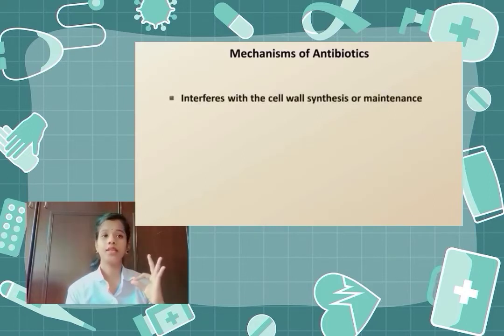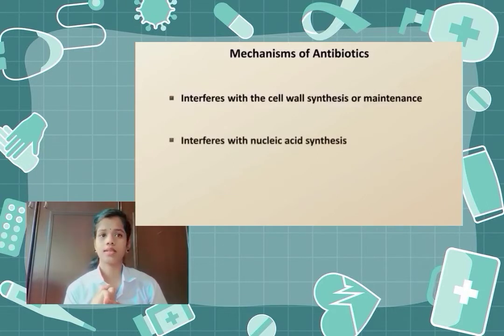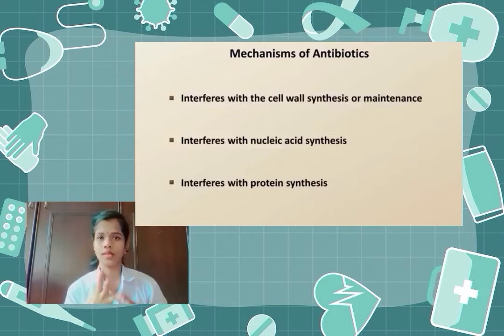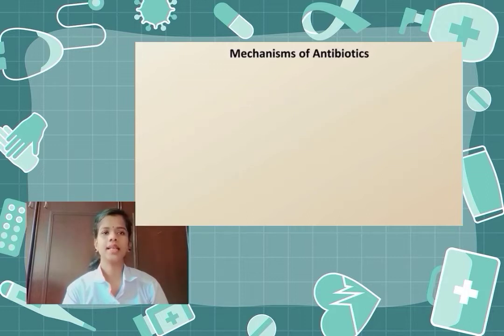There are three major ones. Some antibiotics interfere with cell wall synthesis or maintenance. They can interfere with nucleic acid synthesis, or they can interfere with protein synthesis. These three mechanisms will help to start delineating the classes.